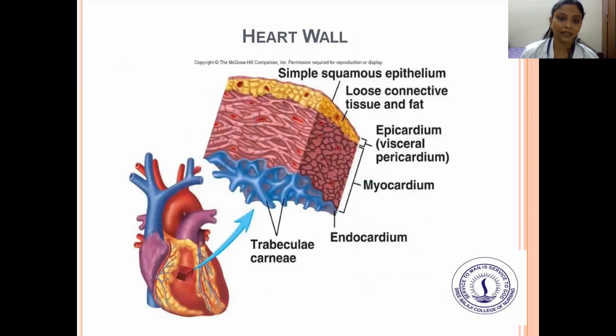So what are these cells? That is the cells or epithelium which lines the heart structure. That is the simple squamous. The outer layer is the simple squamous epithelium, and the next layer is the loose connective tissue and the fat, and the third layer is the epicardium, which is made up of visceral pericardium, and the middle is called myocardium, and last is the endocardium, which is the trabeculae carneae. So this is the heart structure and the heart wall.